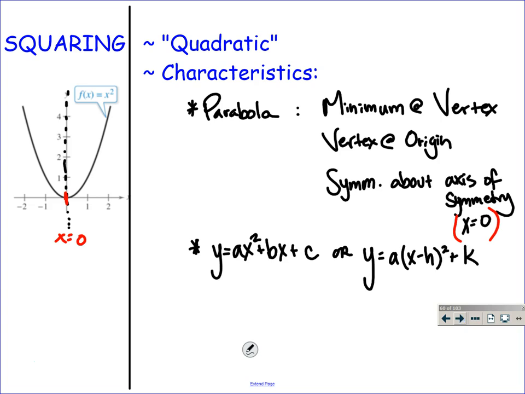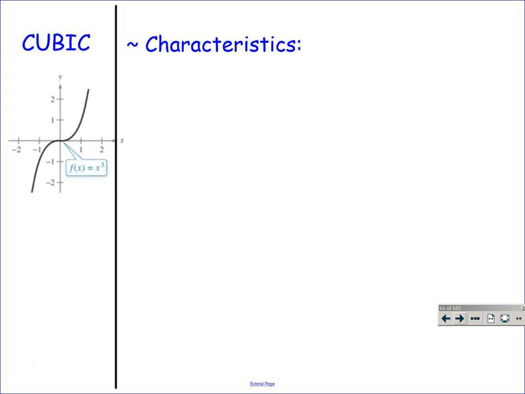This one. Because in this one, the vertex is going to be at (h, k). Don't worry, you just need to complete the square. Okay, moving on, before you guys all get mad. Cubic. Don't worry, today is not the complete the square day.